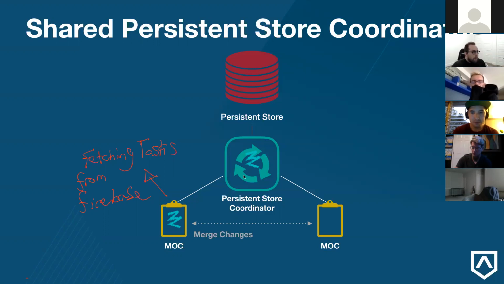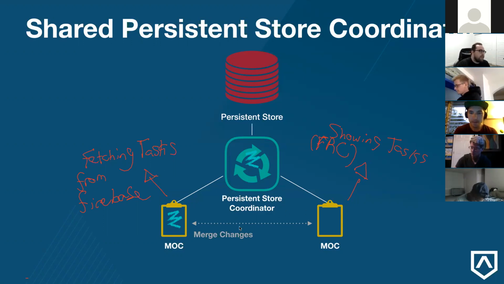But then something interesting happens, or we want something to happen. When we actually make those changes, we want to say, hey, this managed object context over here needs to know about those changes. So I'm going to say that this one is for showing tasks. For example, our fetched results controller is going to be looking at this managed object context here.